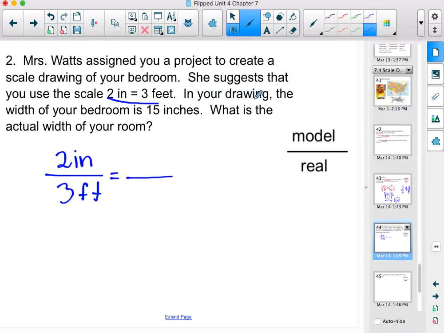So you go ahead and you do your drawing, and it turns out that the width of your bedroom is 15 inches in the drawing. Your job is to find the actual width of your bedroom.